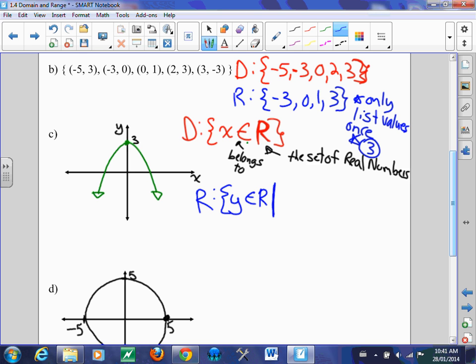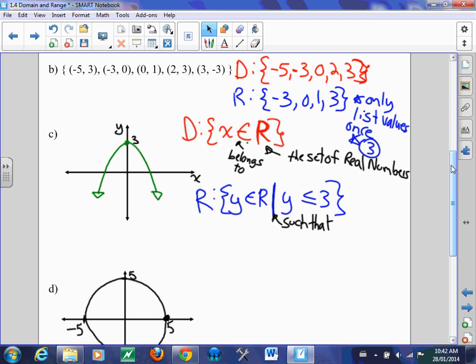Now we're going to put a bracket or a straight line that's called "such that," because we've got to have a restriction here. Looking at this graph, can we have any values above 3 for y? No, but we can have any values below, so we have to say y has to be less than or equal to 3. This is basically stating a restriction, so every y value belongs to a set of real numbers such that y is less than or equal to 3. And the second part is your restriction.